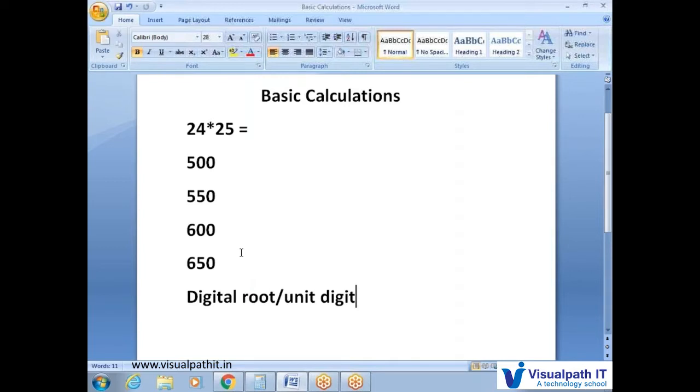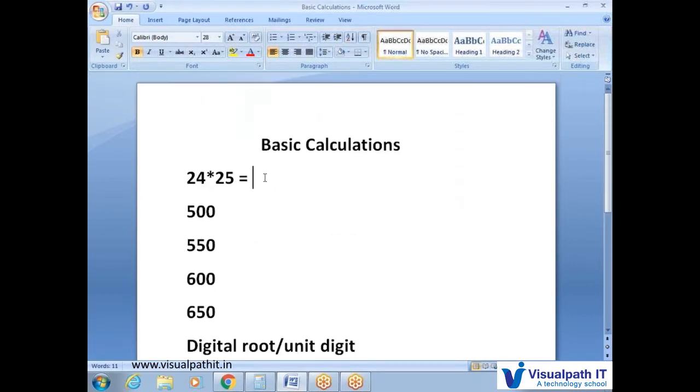First we convert to single digits. To simplify to a single digit, we add the digits. 24 means 2 plus 4, which is 6. Again, 25 is a two digit number, so 2 plus 5 is 7. Now apply the product rule: 6 into 7 is 42. 42 is also a two digit number.